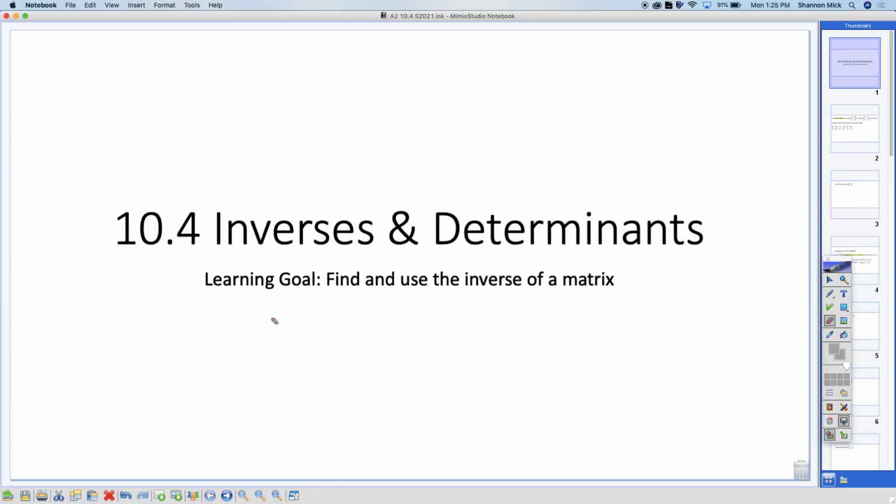Okay, so today we're doing inverses and determinants. We need to have this so we can solve systems of equations. We're going to be solving systems of equations using the inverse, so we need to be able to find them. So we're going to work on that today and tomorrow.